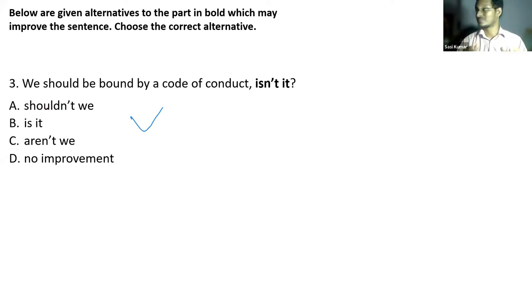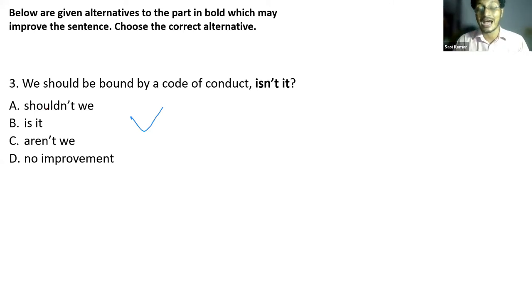If a sentence has a positive helping verb, in the question tag it becomes negative, and vice versa. I repeat, if a sentence has a positive helping verb, in the question tag it becomes negative, and vice versa. You all understand, right? Negative to positive, positive to negative.